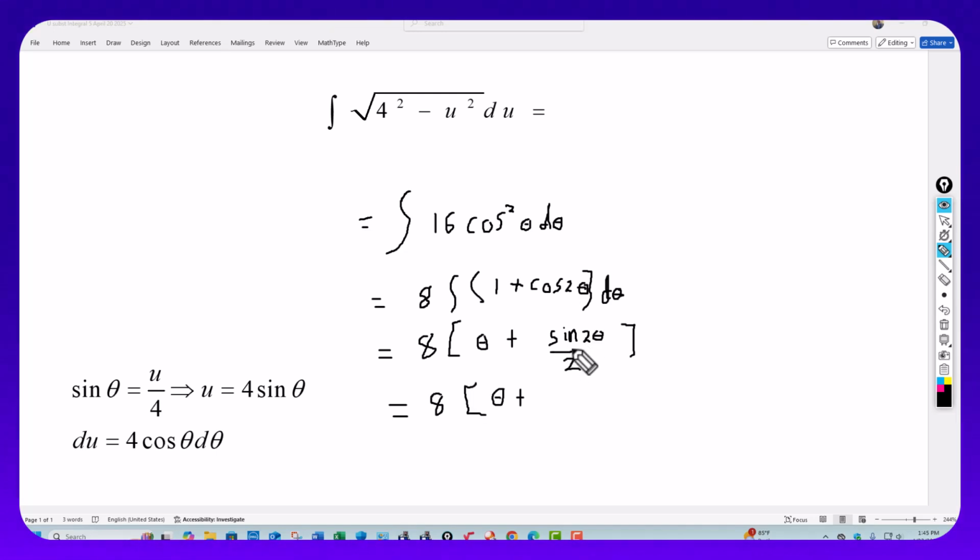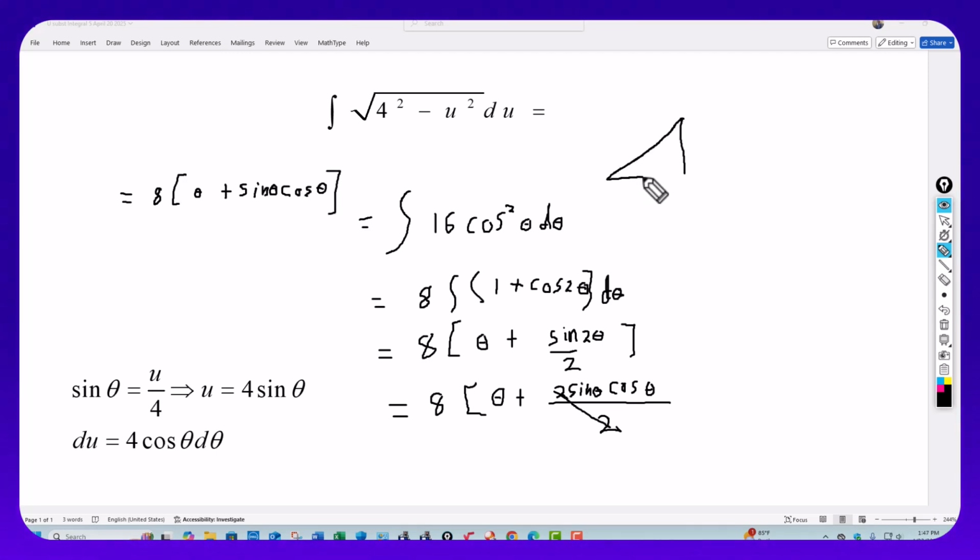And then for sine of 2 theta, we have an identity for that: it's 2 sine theta cosine theta, and that's divided by 2 from this 2 right there. Then these cancel out. Going back up here, this is equal to, still with the 8 out here, 8 times theta plus sine theta cosine theta.